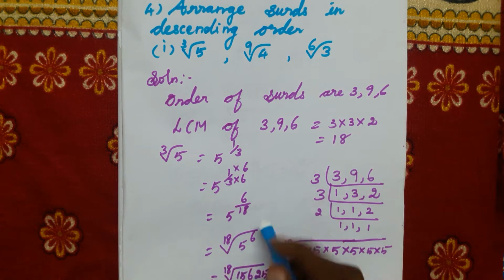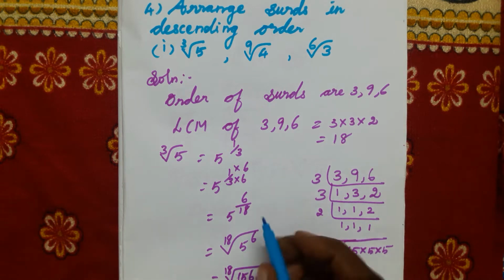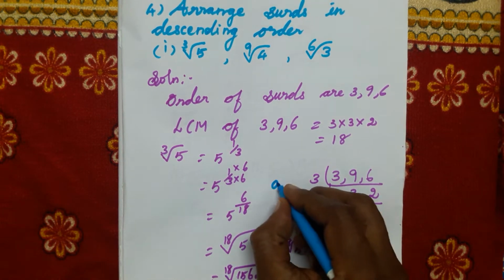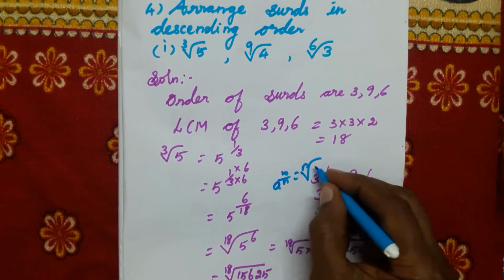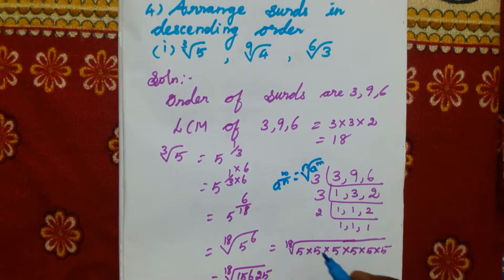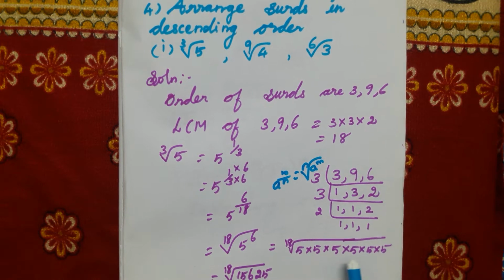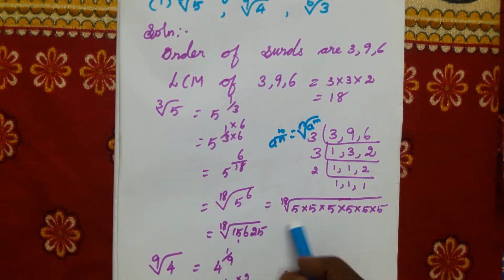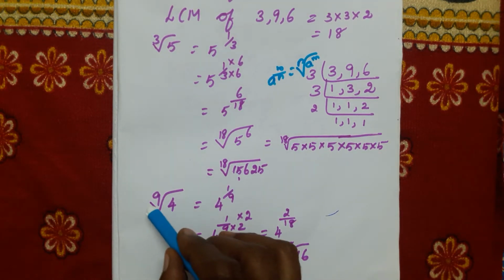This we can write as 18th root of 5 power 6. A power m by n is equal to nth root of a power m. So we can write 18th root of 5 power 6. 18th root of 5 power 6 means 6 times we have to write 5. So 18th root of 15,625. Now we have to select the second number.